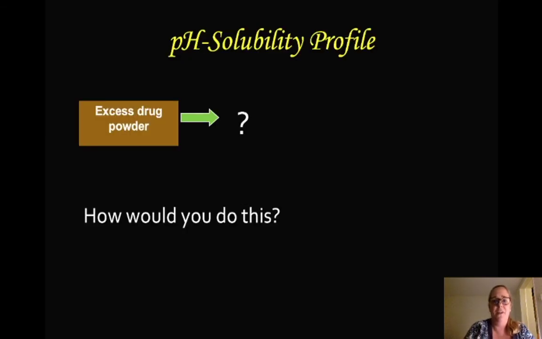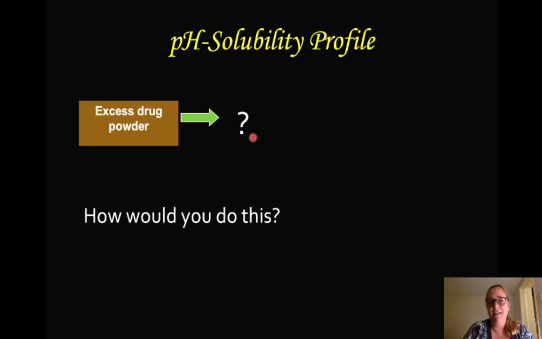Okay, so the pH solubility profile. How would you do this? How would you go about checking the pH solubility profile? You can stop the video at this point and have a go at trying to figure out how. If you take an excess of drug, how would you test that?